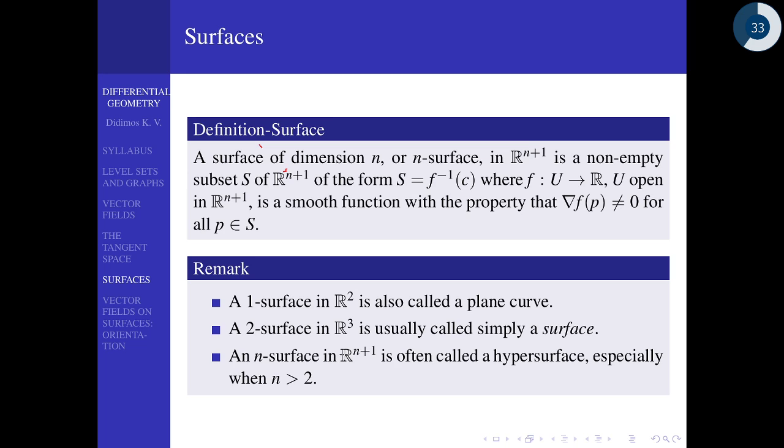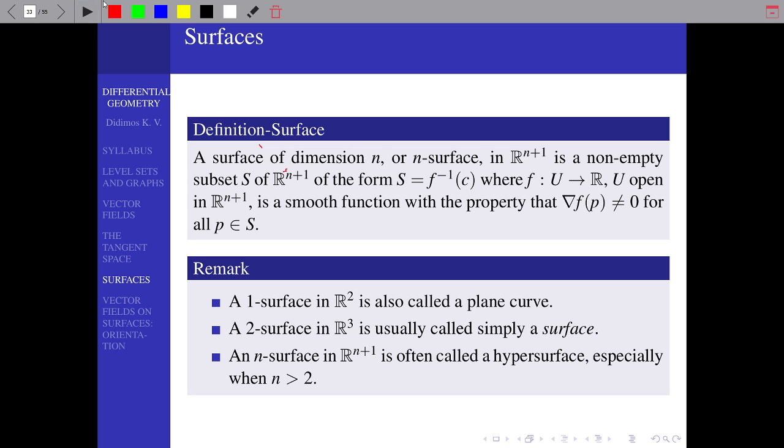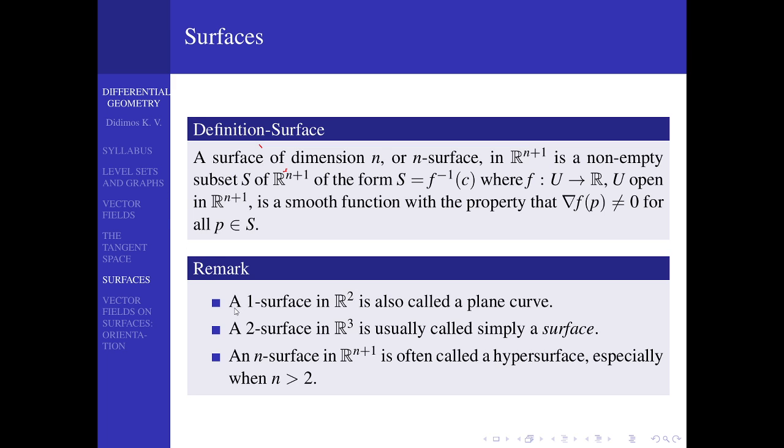Hi all, today we discuss chapter 4, surfaces. First we have a definition. A surface of dimension n, or an n-surface in R^(n+1), is a non-empty subset S of R^(n+1) of the form S = F^(-1)(c), where F from U to R, U is an open subset of R^(n+1). That F should be a smooth function with the property that del F(p) is not equal to 0 for all p belonging to S.